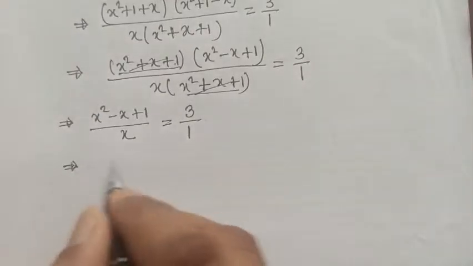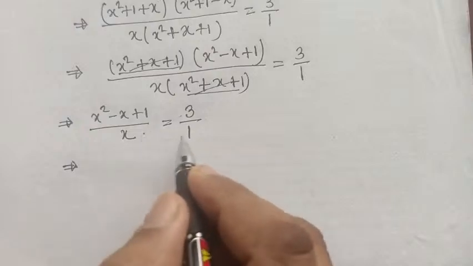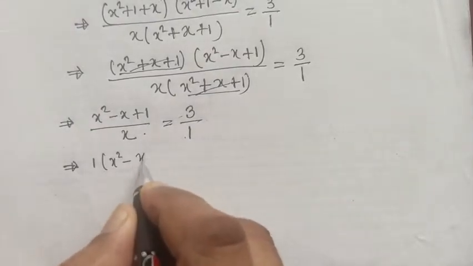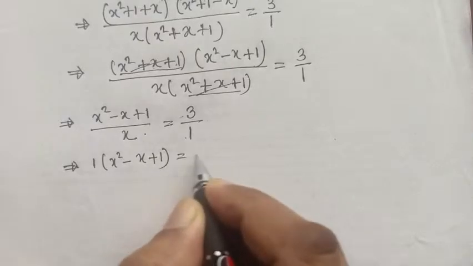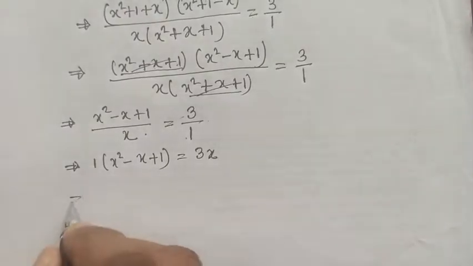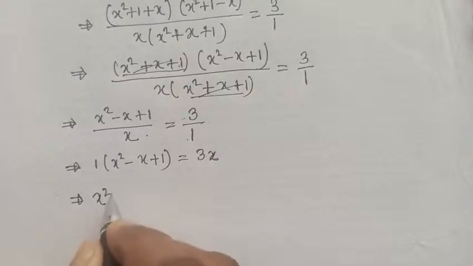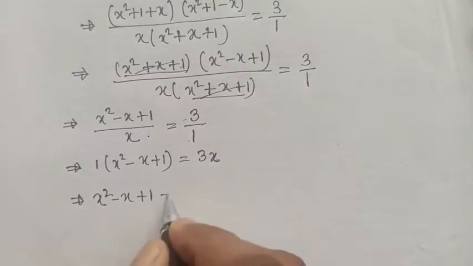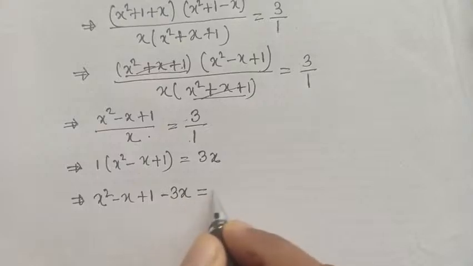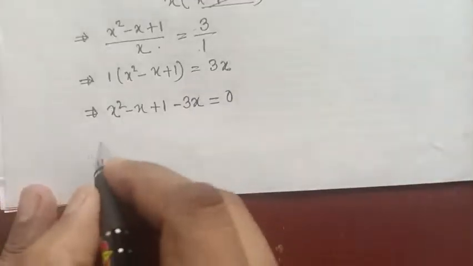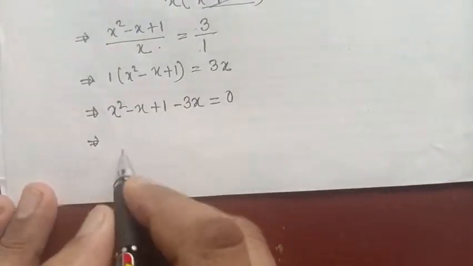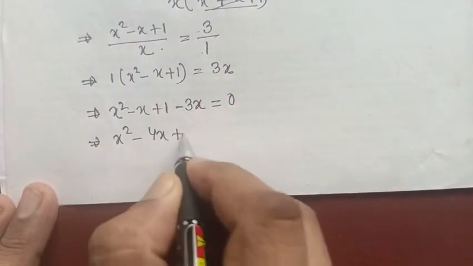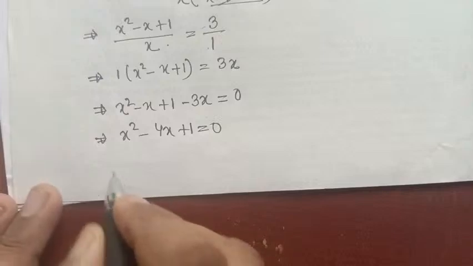So if we multiply that by x, the expression will be like this, x square minus x plus 1 equals 3x. If we move this 3x to the left hand side, the equation becomes like this. Now that will be x square minus 4x plus 1 equals 0.